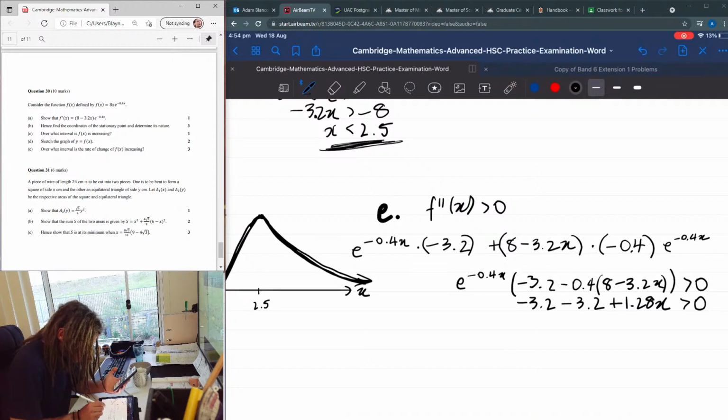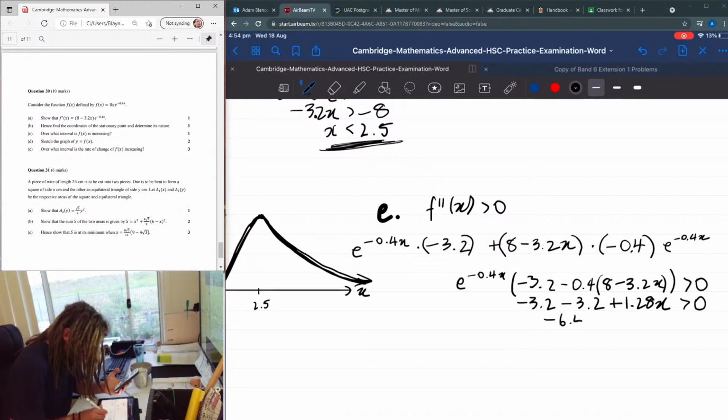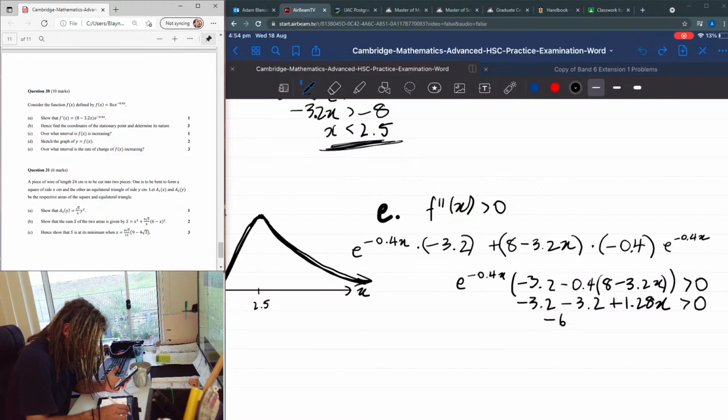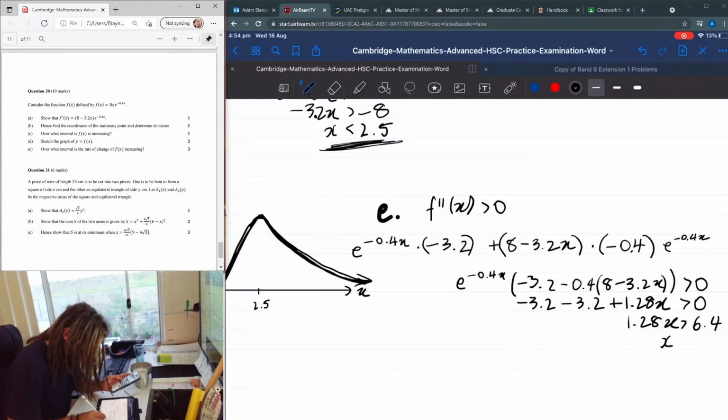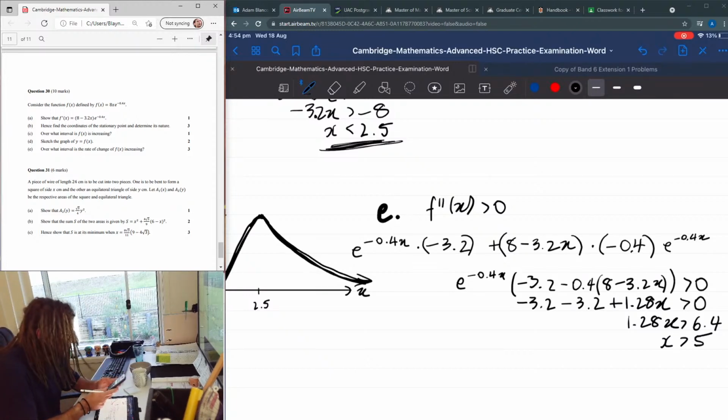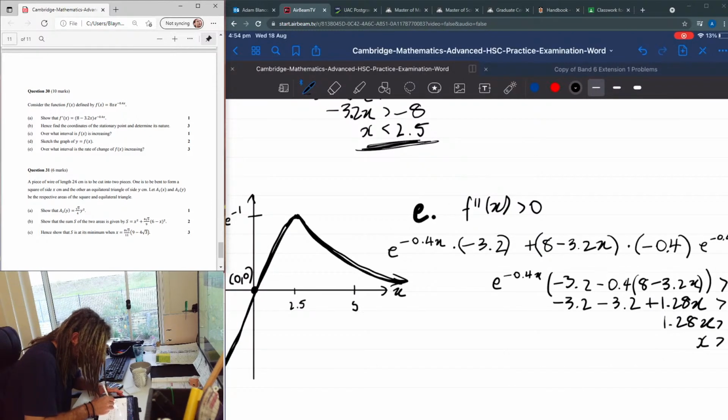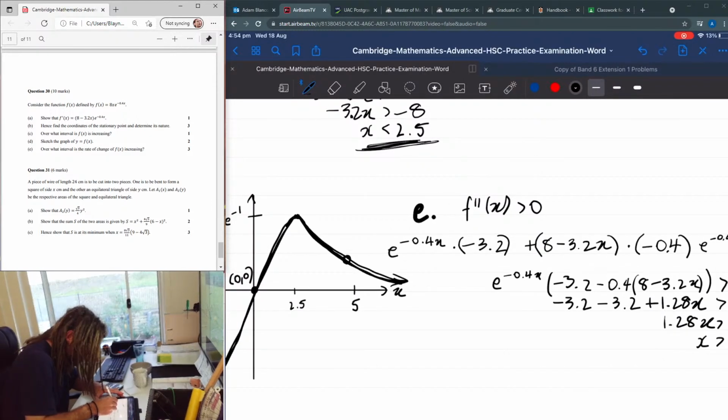So that's minus 6.4. Let's move the minus 6.4 over, so that's 6.4 there. 1.28x, that needs to be bigger than 0. So 6.4 divided by 1.28 is 5. So when x is bigger than 5. Okay. So that means about here, 5. That would be a point of inflection there. That's a point of inflection.